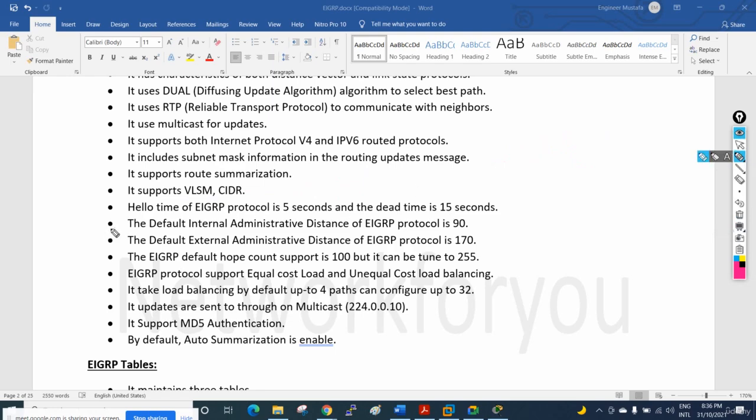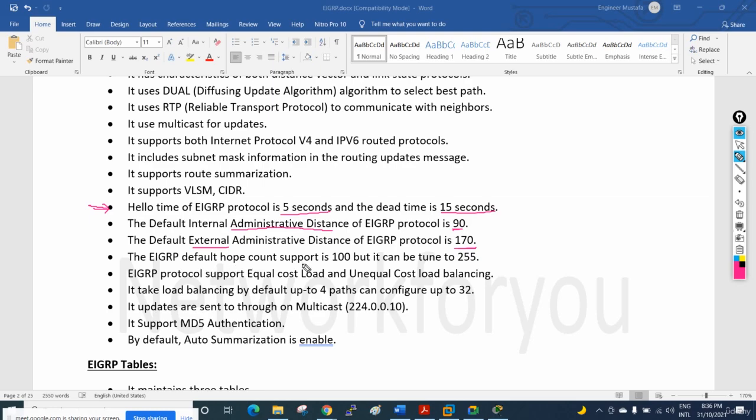The important point here is the hello timer. EIGRP hello timer is 5 seconds, dead timer is 15 seconds. This is also important; in an interview you will get this question also. And the AD value, I hope you remember, is 90 by default for internal. If the routes are coming from external EIGRP, then the value will be 170. Now we need to remember EIGRP has internal AD value 90, external AD value 170.